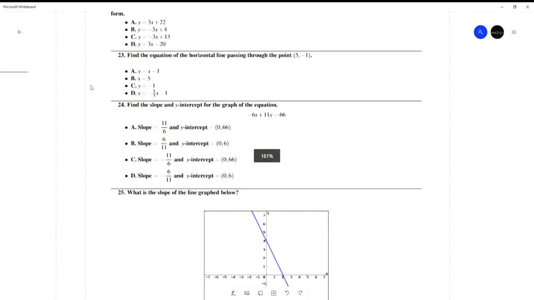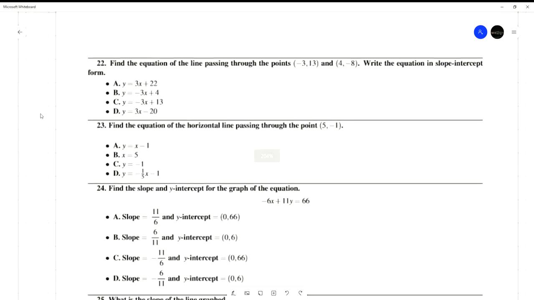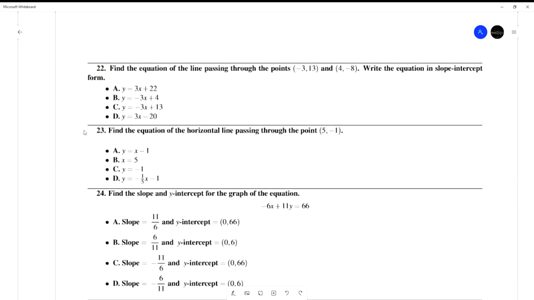Alright, we have our last page here. Let's try it. Find the equation of the line passing through the following points: (-3, 13) and (4, -8). Write the equation in slope-intercept form, that is y equals mx plus b. So when you have two ordered pairs, we first need to find the slope, which is m equal to y2 minus y1 over x2 minus x1.